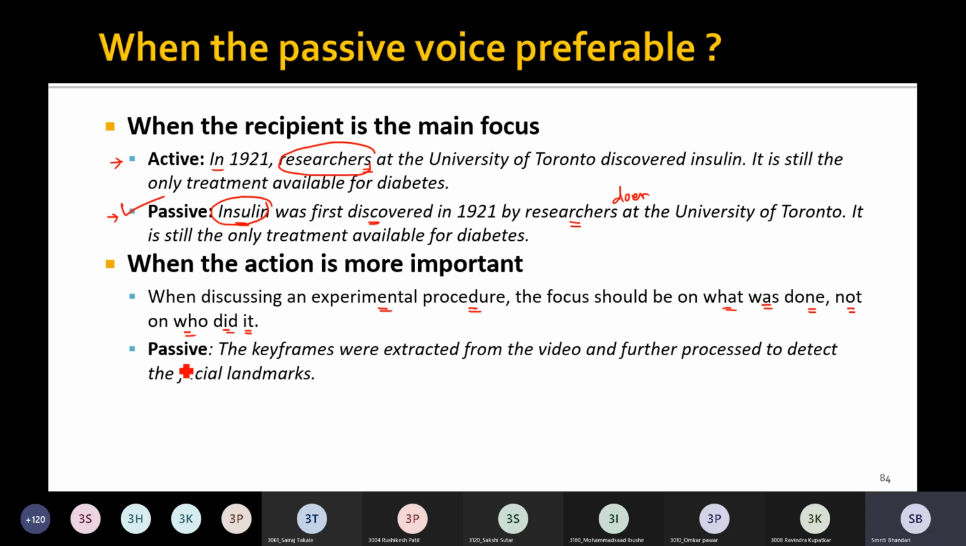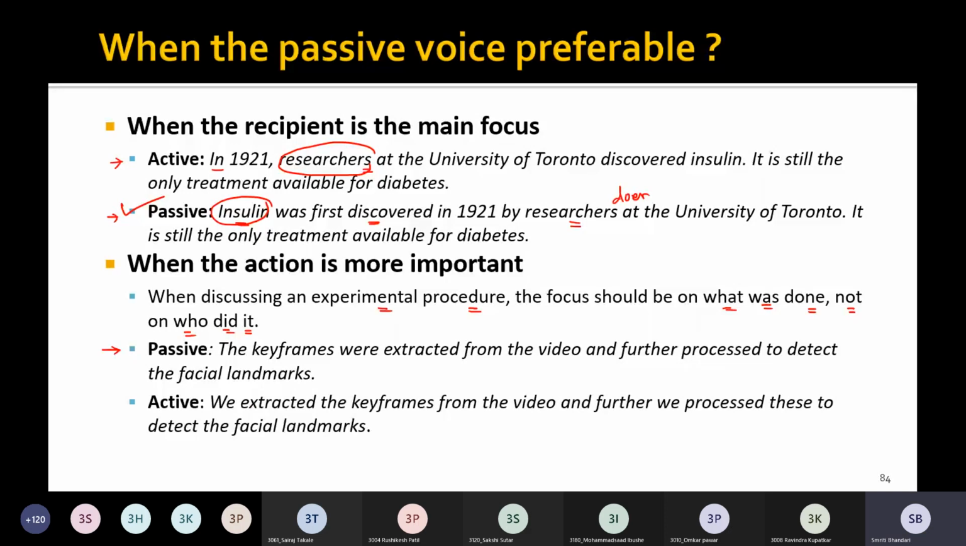Let us see the example. See here the statement written in passive voice. The keyframes were extracted from the video and further processed to detect the facial landmarks. So this is the statement in passive voice. This statement is actually discussing some experimental process, some methodology that is implemented.